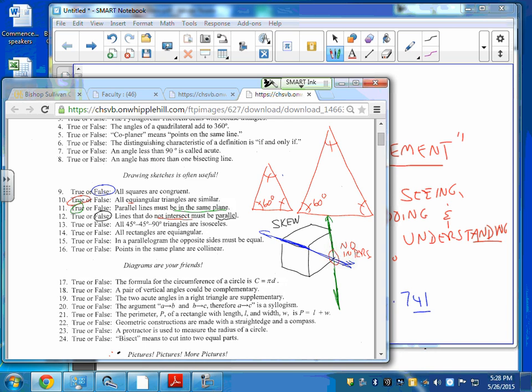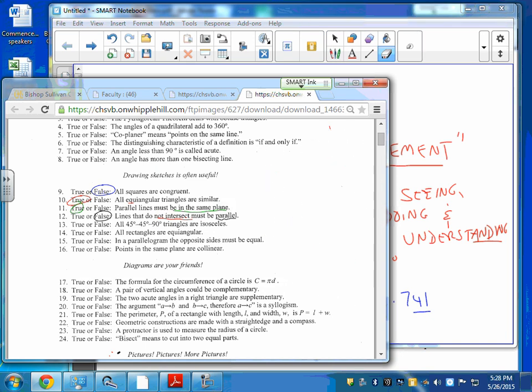Okay, so let's see. Number 13, all 45-45-90 degree triangles are isosceles. Let me get a little sketch going. There's my right angle, and let's see, 45 degrees and 45 degrees. So the question is, is this an isosceles triangle? And that brings to mind the isosceles triangle theorem.